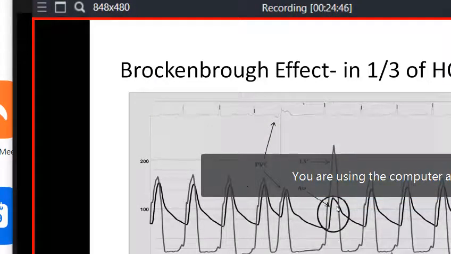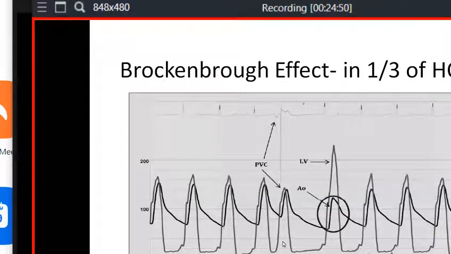of HOCM. Basically, whenever you get an extra systole, a PVC, in the next beat, because there is an increased outflow obstruction, the pulse pressure decreases. This is called the Brockenbrough effect, and is seen in 1/3 of patients with HOCM when you're palpating the pulse.